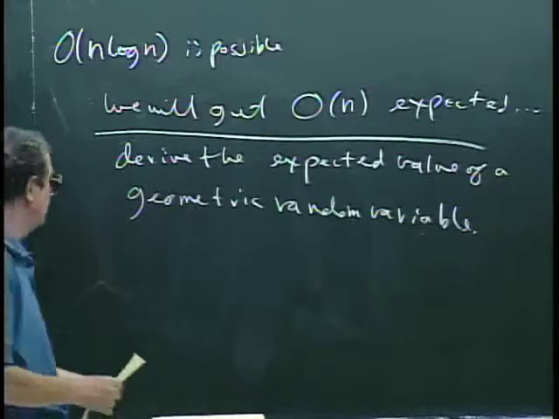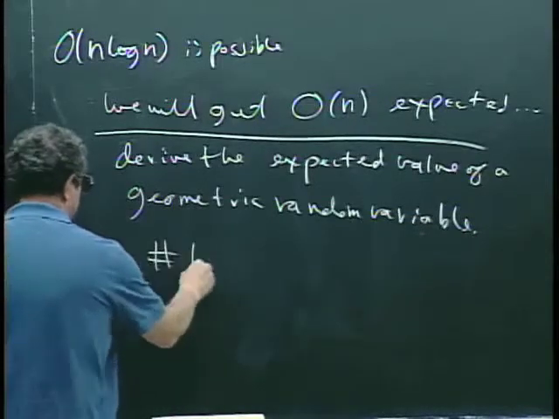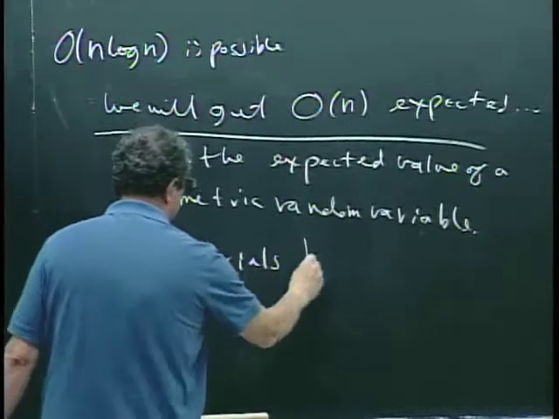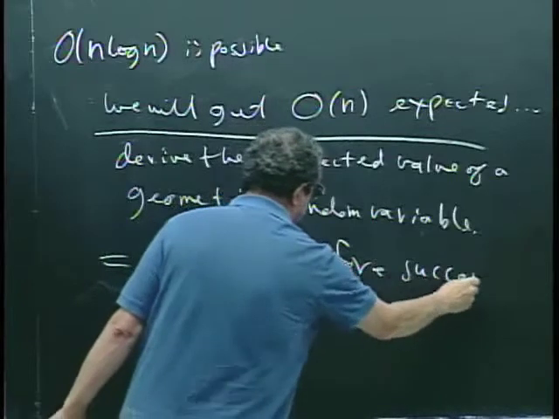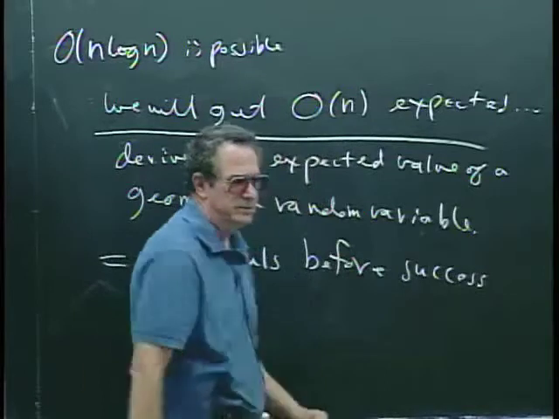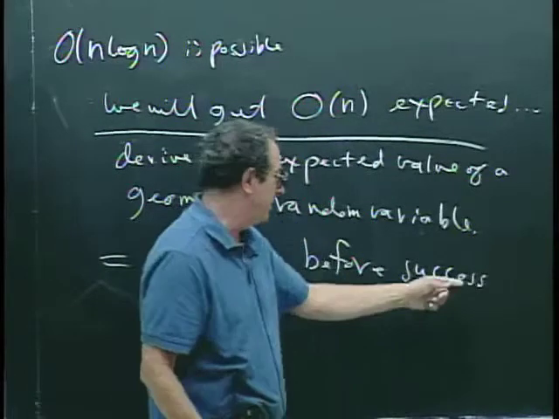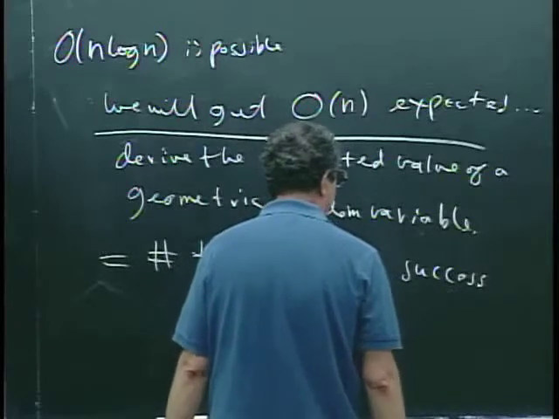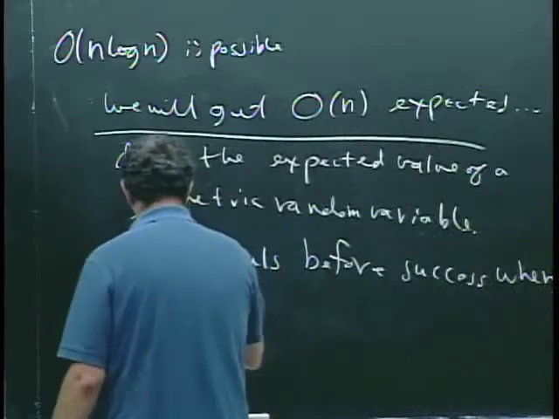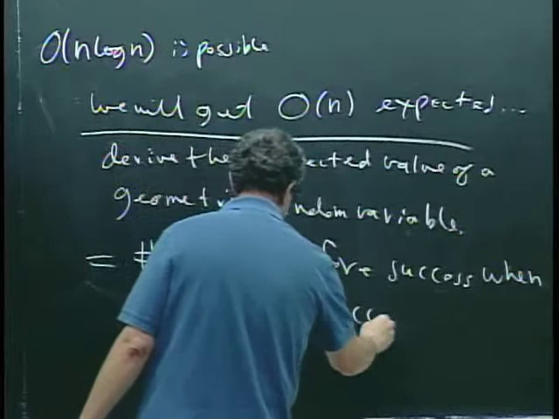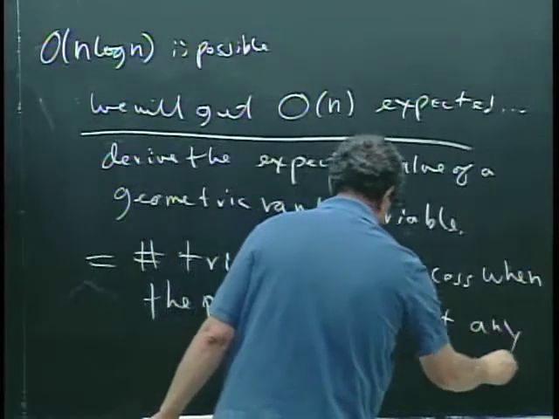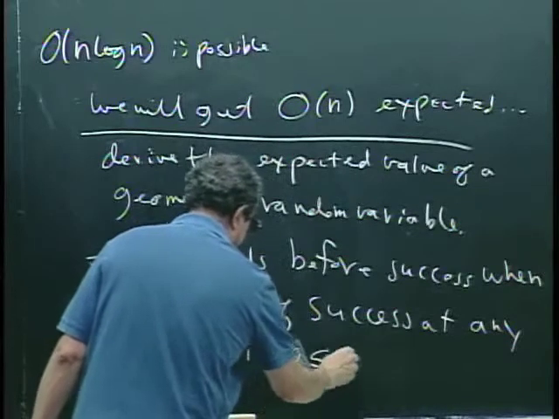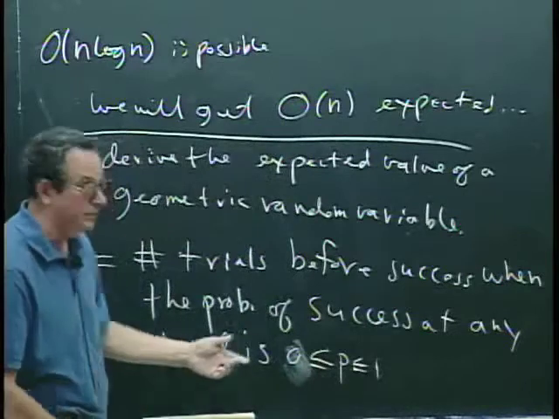A geometric random variable is equal to the number of trials before success, when the probability of success at any trial is p, and p is greater than or equal to 0 and less than or equal to 1.